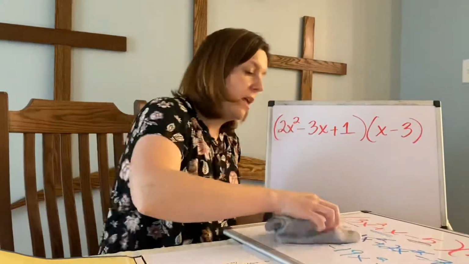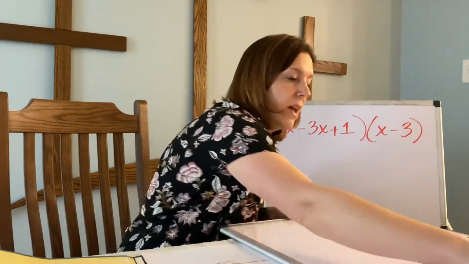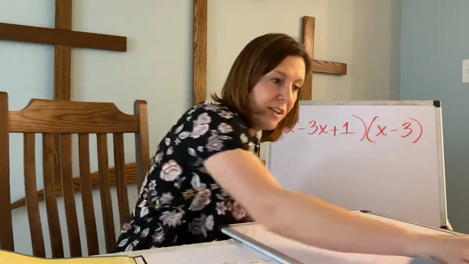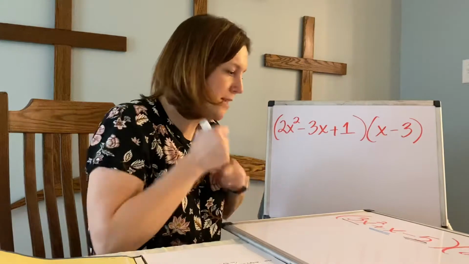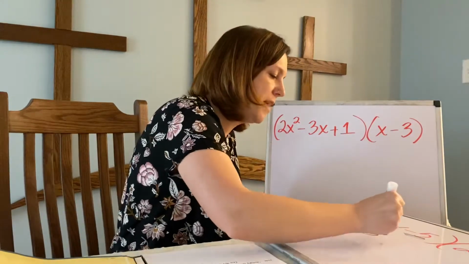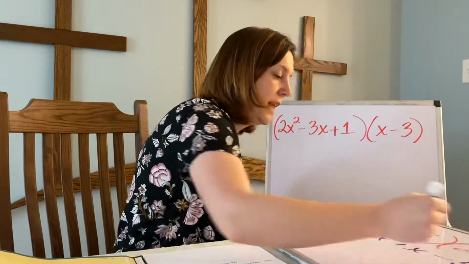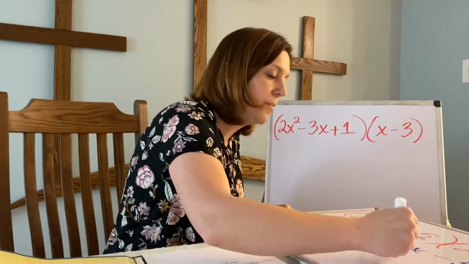Okay, I'm going to clear this though, and I want to show you another method for this. In the book, they will demonstrate a vertical method. And if you use the vertical method, it's going to be very similar to how we multiply with multi-digit numbers. So I'm going to go ahead and write my first polynomial, and I'm going to write my second polynomial right below it.